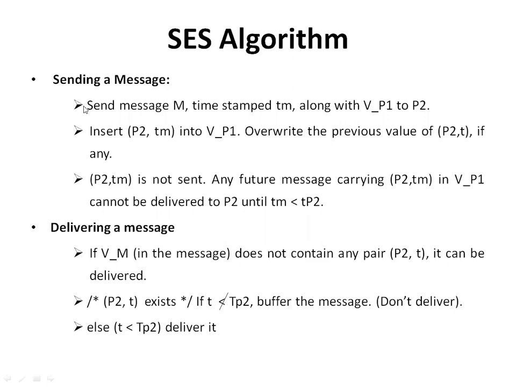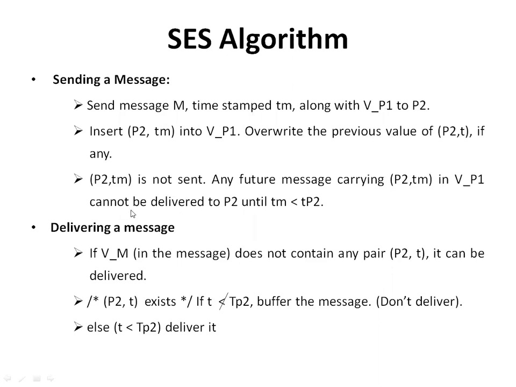As far as sending is concerned, whenever a message is sent, it is sent along with its timestamp as well as the vector maintained by the process P1, which wants to send it to the process P2. Then it inserts some value into its vector, overwriting the previous values if they exist. The value it replaces is not sent; the vector sent with the message carries the information related to the previous events, and that accompanies the message.